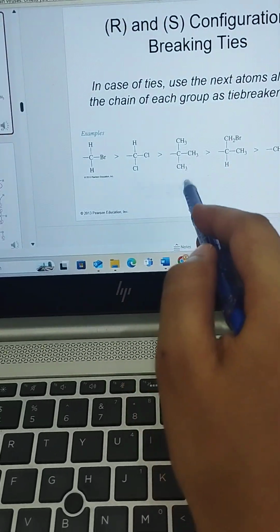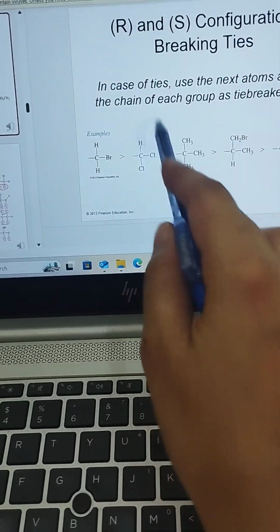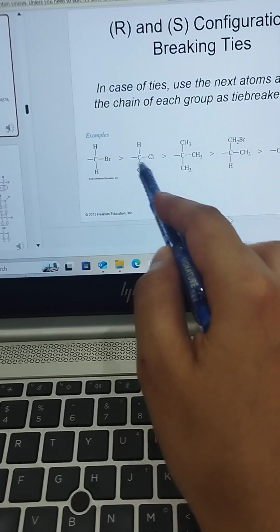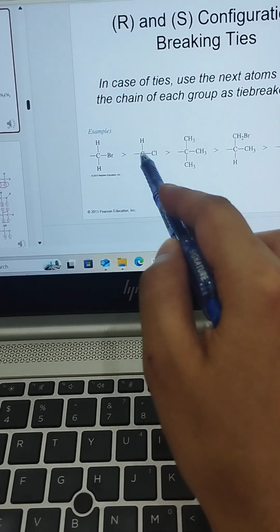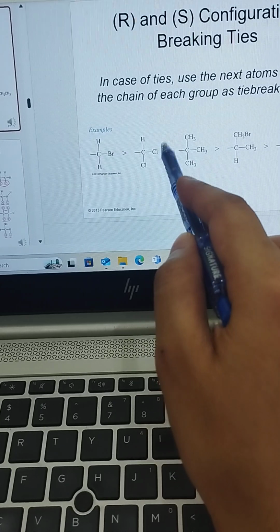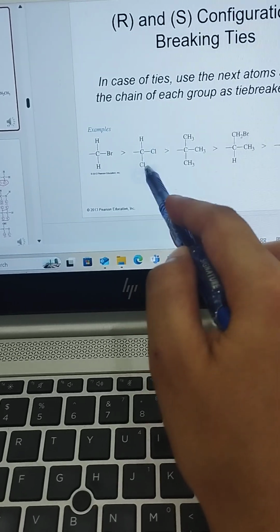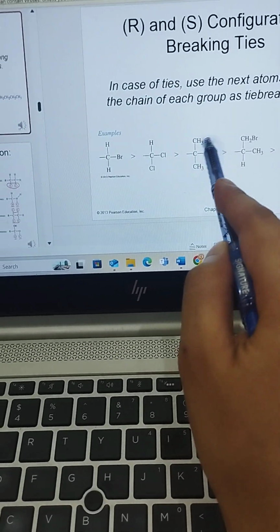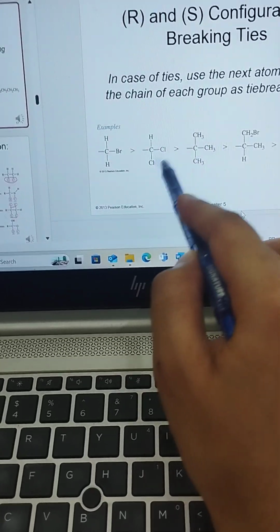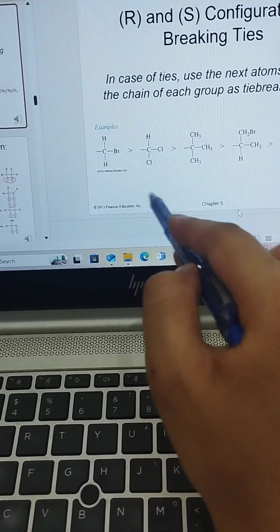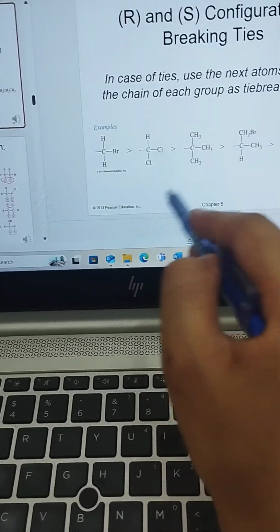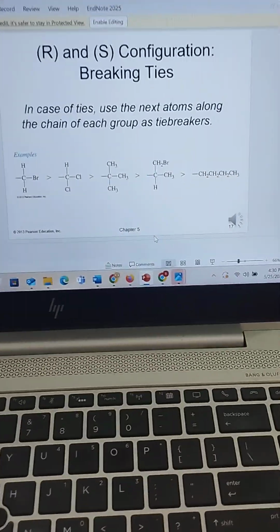And similarly between these 2 groups we will assign this one first, this one second, because the chiral carbon is attached further to another carbon which has a secondary tie of 2 chlorine atoms, but it has a secondary tie of 2 carbon atoms. So chlorine is the heaviest, or the largest atomic number, so this will be the priority, and the same case with them too.